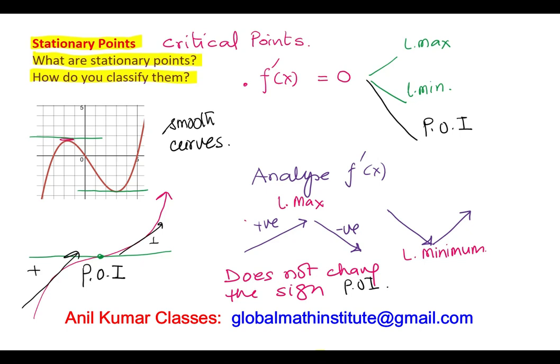So very clearly, we have figured out that a critical point, or a stationary point, is a point where the first derivative is 0. But if the sign changes, then we have a local maximum or a local minimum, and if it doesn't change near that point, in that case, it is a point of inflection. Correct.